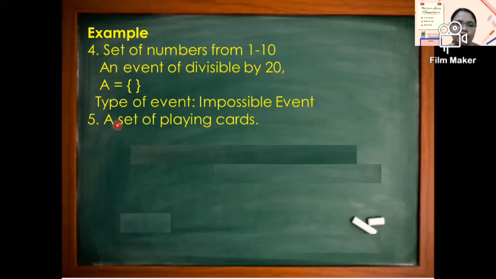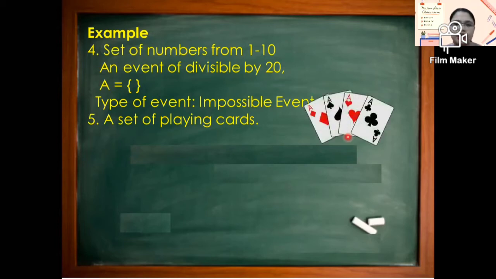event. Number 5, a set of playing cards. Are you familiar with this set of cards? If you're familiar with this, lahat po ng shapes na to, ng cards na to ay from 1, 2, 3, 4, 5, 6, 7, 8, 9, 10, followed by Jack, Queen, and King. So lahat po yan ay pare-pareho ng numbers. Pero iba-iba siya ng color and shapes. Ang diamond po ay red at ang heart ay red, ang spade at clubs po ay black. Okay, set of playing cards.